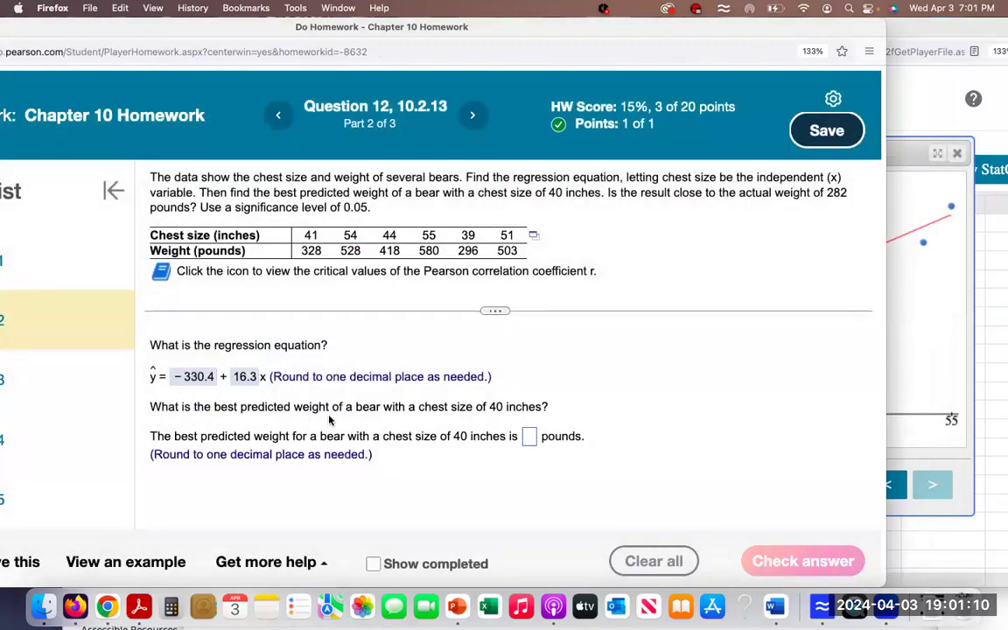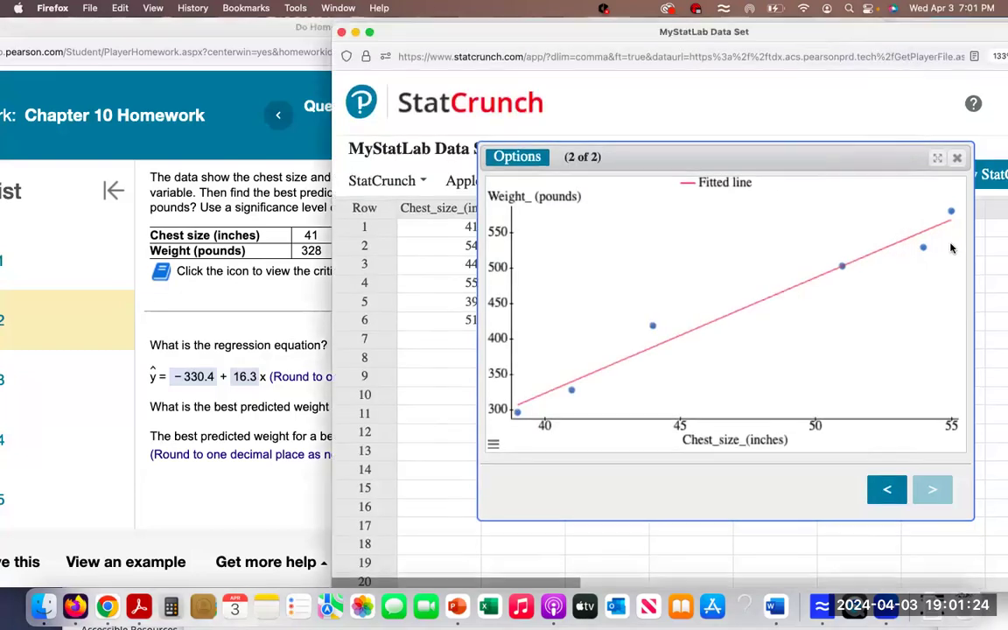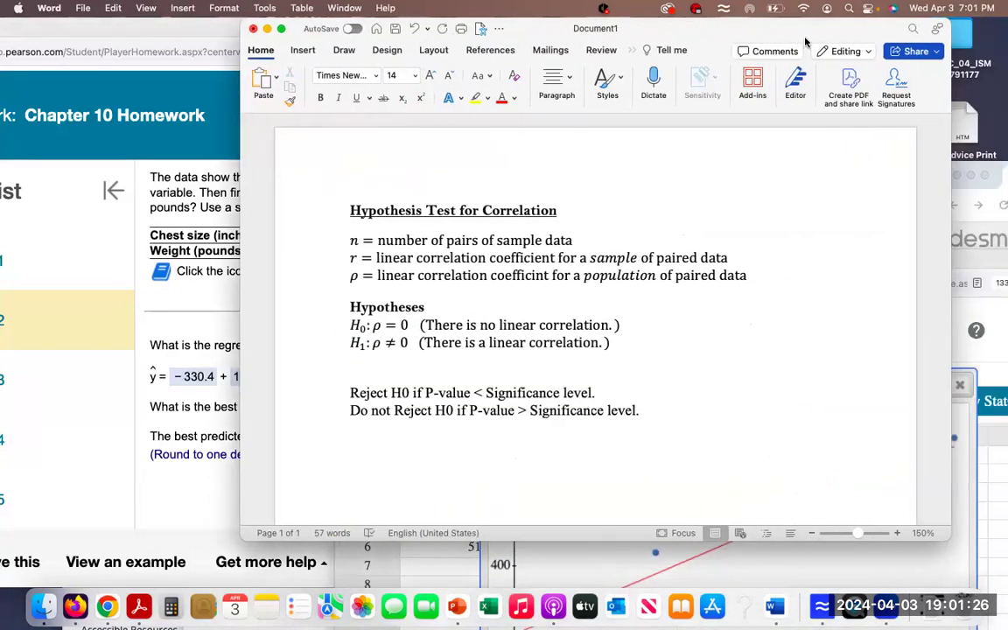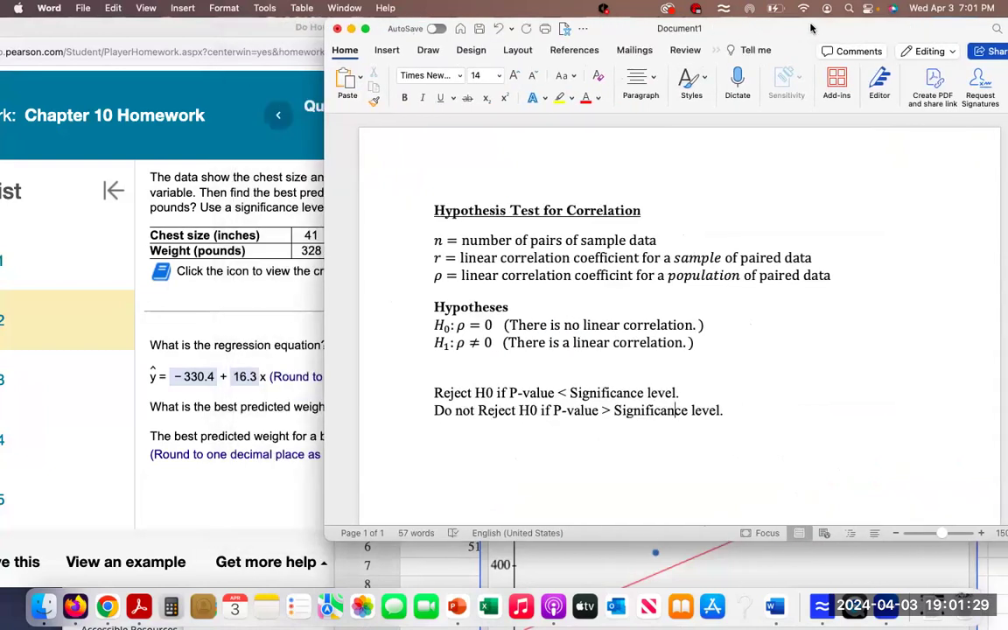What is the best predicted weight of a bear with a chest size of 40 inches? So first, we need to show that there's a correlation between the two variables. If we can show that there's a correlation between the two variables, then we can use the regression equation as the predictor. So let's review the hypothesis test for correlation.